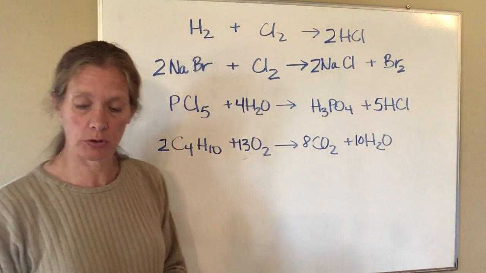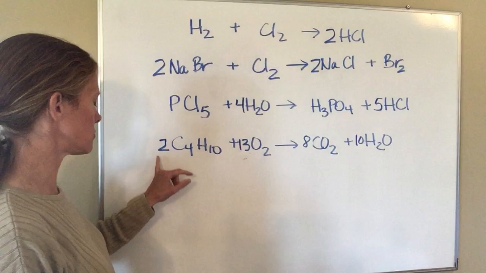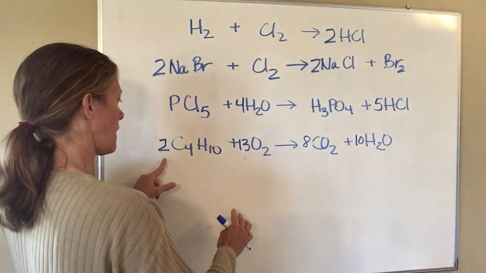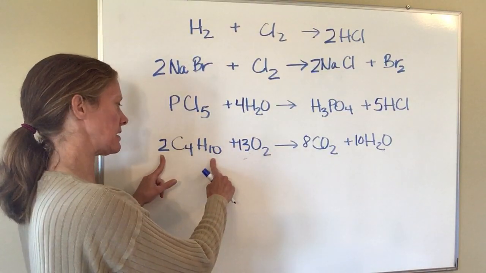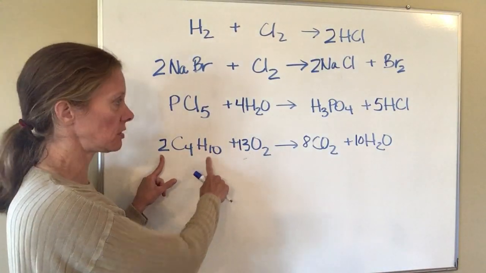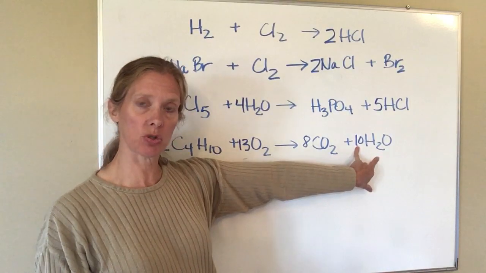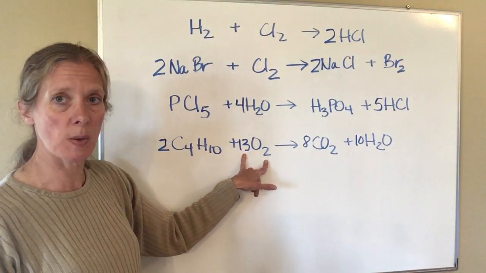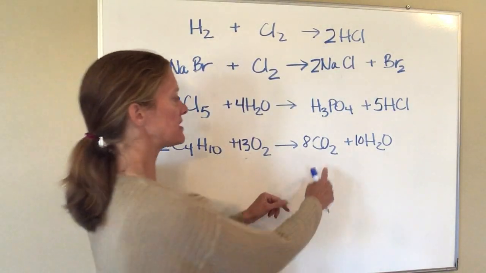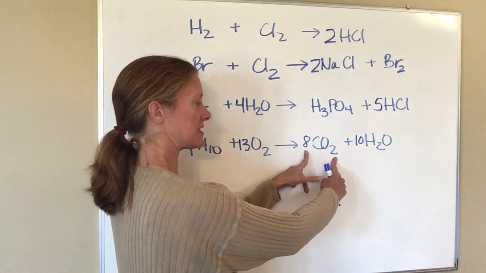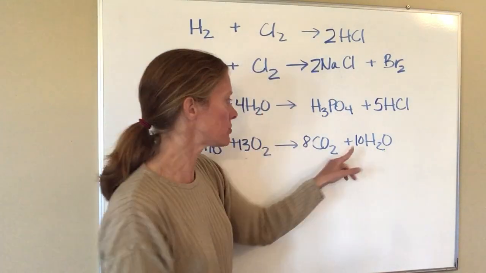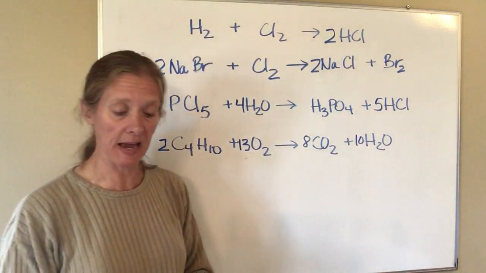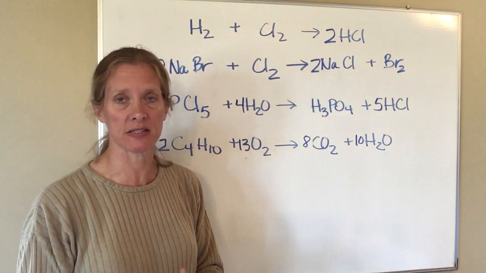So now let's go through and make sure that everything is still balanced. I have 2 times 4 is 8 carbons, and I have 8 carbons here. I have 2 times 10 is 20 hydrogen, and I have 10 times 2, which is 20 hydrogen on this side. Over here, 2 times 13 is 26 oxygen. On this side, I have 2 times 8, which is 16, plus 10 more. 16 plus 10 makes 26, and that's how many I had on this side. So everything is balanced now.